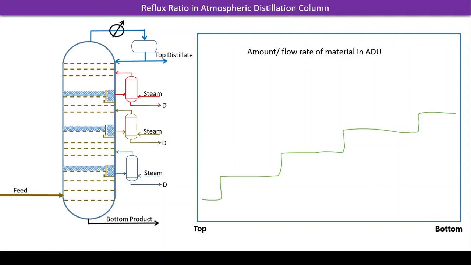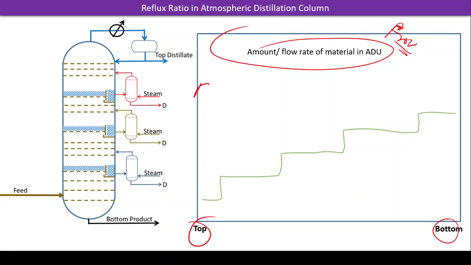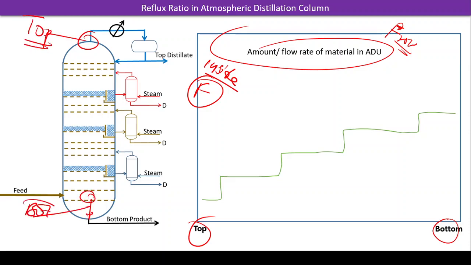The second term is the flow rate, how the flow rates are going. This is the top, this is the bottom. This is the flow rate of the material inside. At the bottom, all the products are there, meaning A, B, C, D. For example, suppose this is product A, product B, product C, product D. All these products A, B, C, D will be available here, and here only A, B, C will be available because D is taken off.